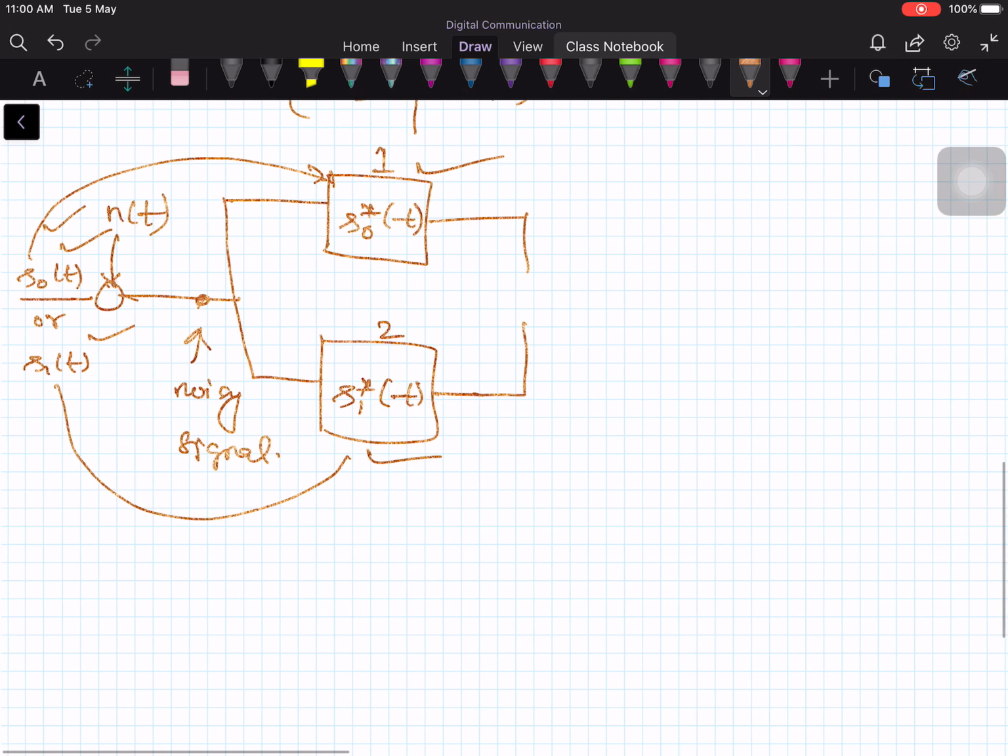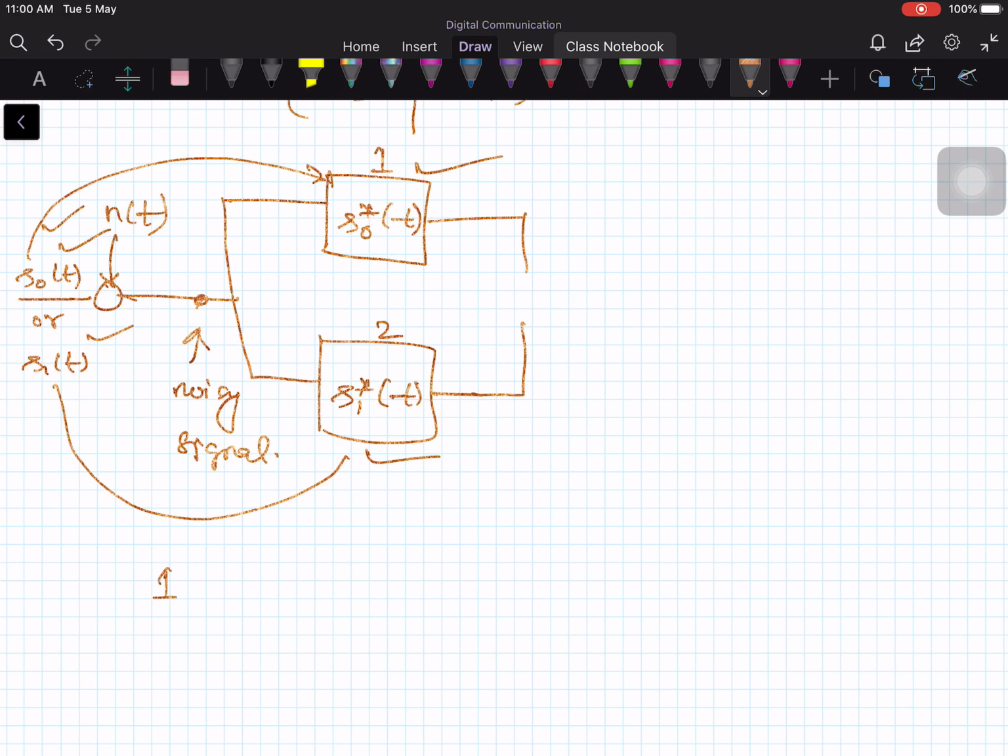In the binary case, if bit 1 comes, you transmit s0 of t, and if bit 0 comes, you transmit s1 of t. Now I need to know which one was transmitted. By analyzing the output of the matched filters, I will be able to tell which bit was transmitted, whether 1 or 0. Therefore I expect the right matched filter output to be larger than the other matched filter output. Why? Because if s0 of t is transmitted, the filter and s0 of t are matched, so I'll get a larger output here.